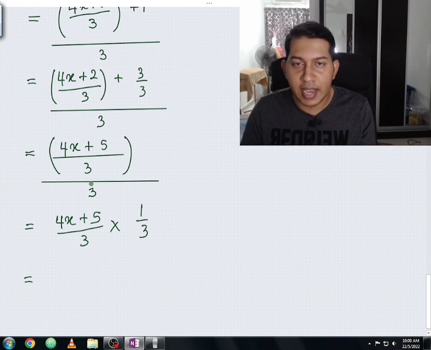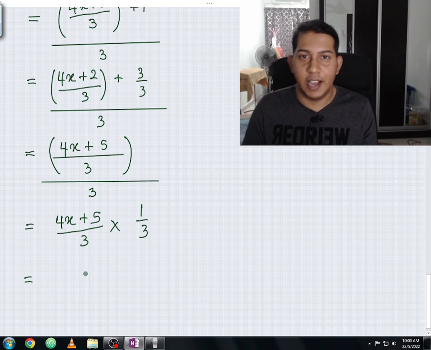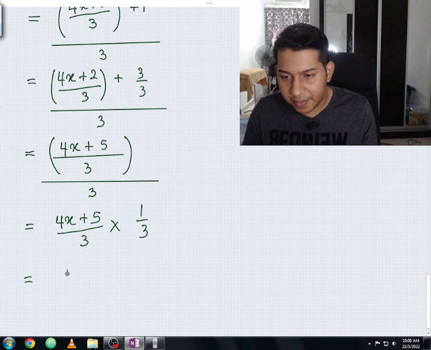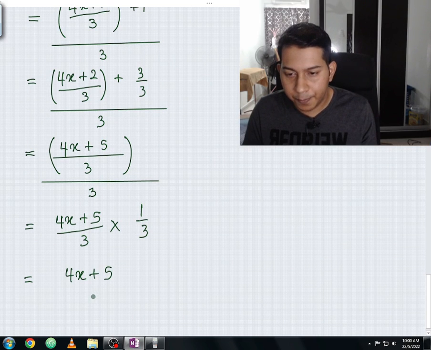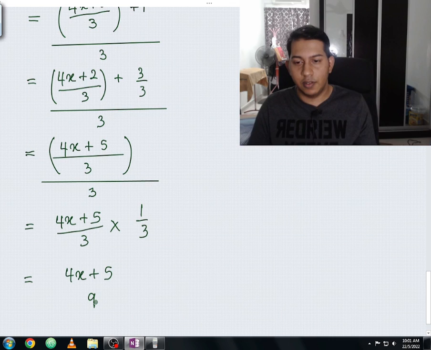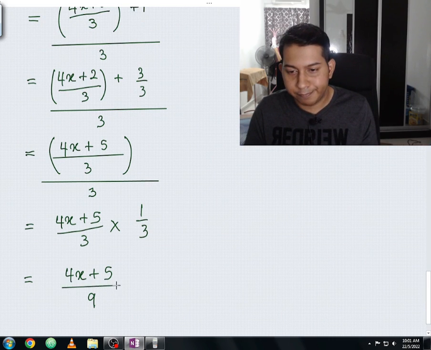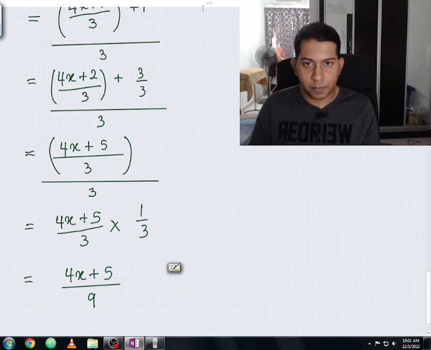By the way, it should be 9, guys, not 6. I made a mistake. So 4x plus 5, and then you divide by 9. So this will be your answer for the function g squared of x.